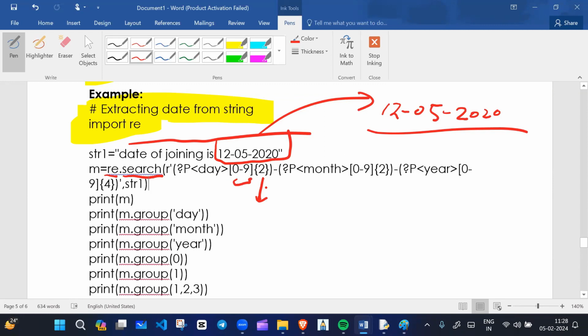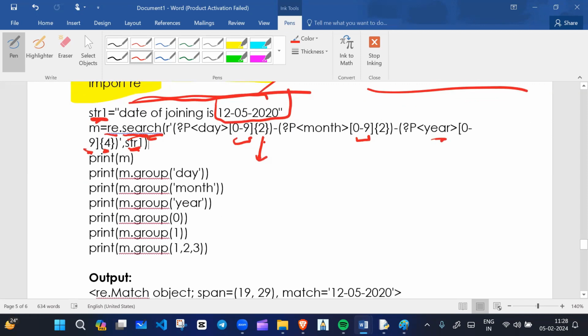2 digits. And then month. How many digits does month contain? 2 digits. Year can contain digits 0 to 9, and it can contain 4 digits. And this one is string 1. So it will search this pattern in this string. If the pattern is found, it will print the date. So what are we printing? We are printing m, right?